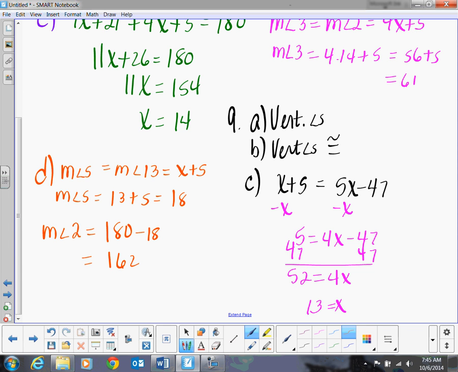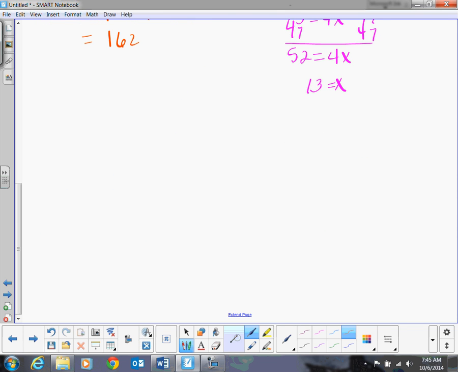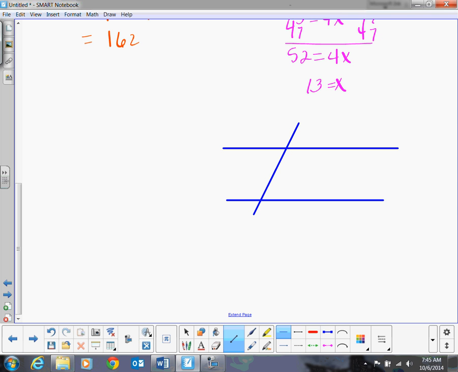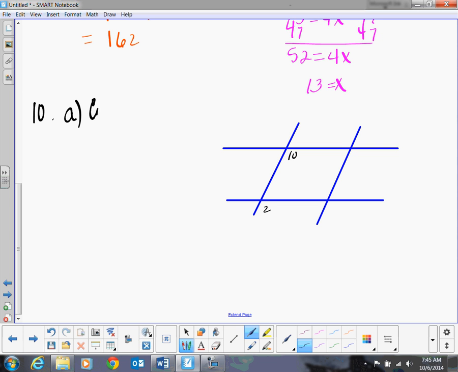Brittany? 10. We've got 10 and 2. Let me go to the microprice. All right, so we've got this situation, and we have 10 and 2. 10 is here. 2 is here. What type of angles are they? Corresponding. So what's the justification here?